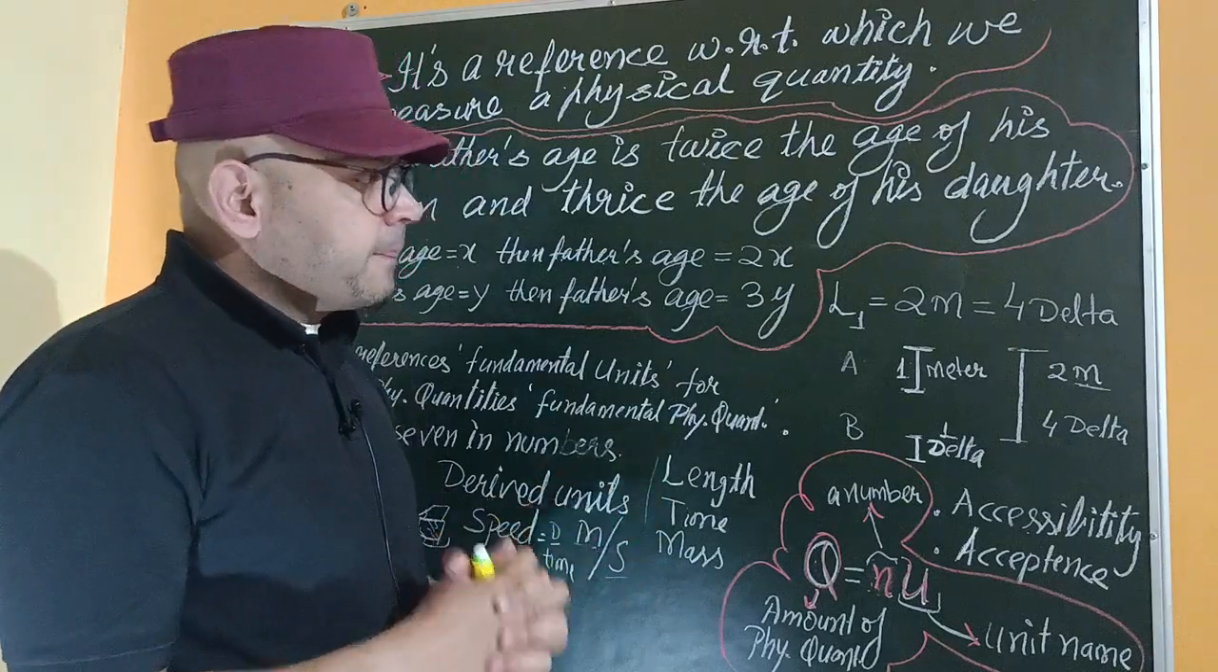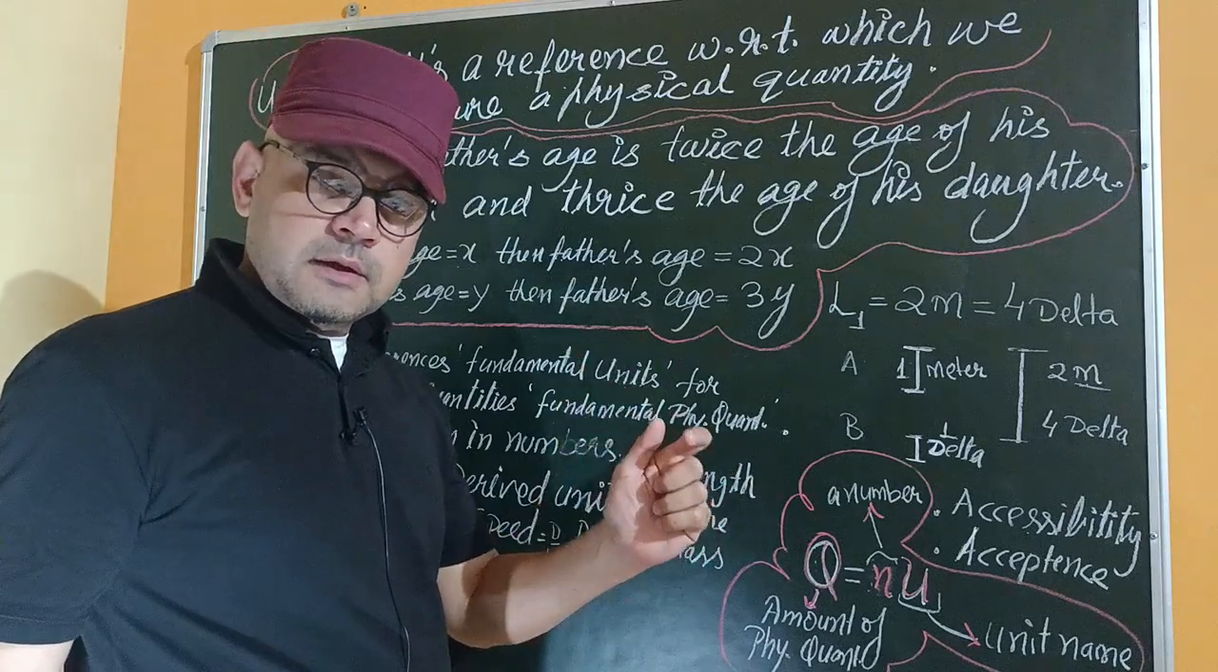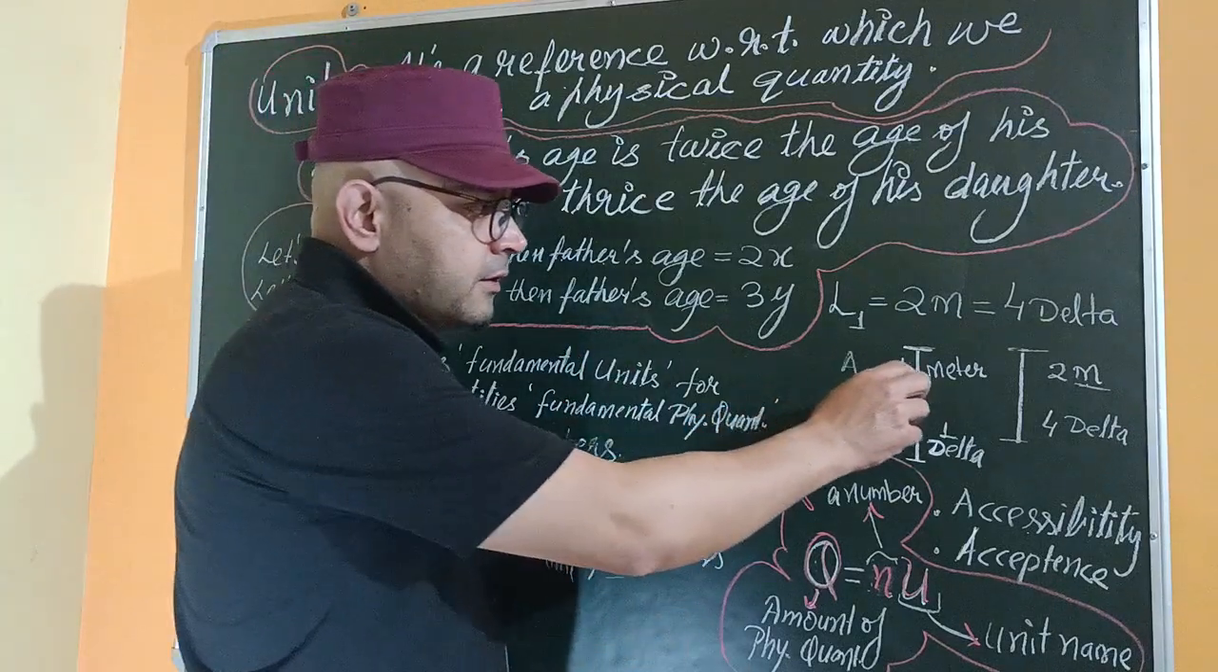So in totality, what is eligible to be a unit? It should have accessibility.